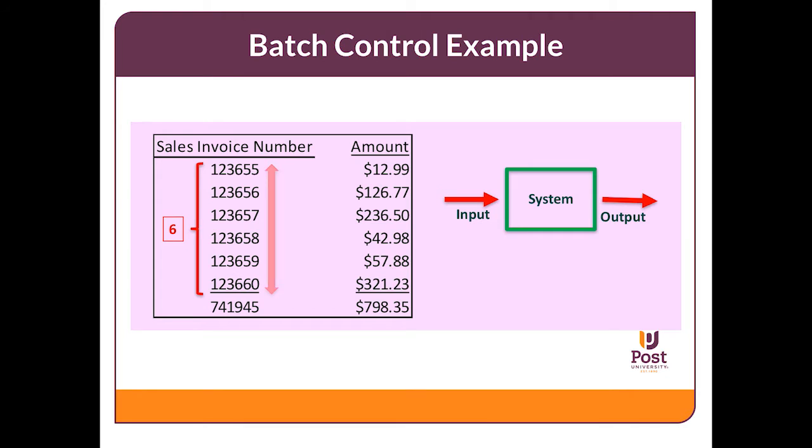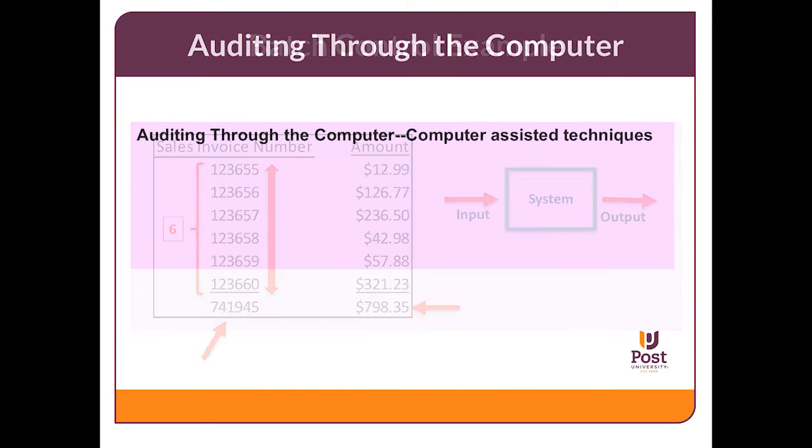The sequence count is the accounting for the sequence of the invoice numbers, 123655 through 123660. The control total is the total dollar amount of the invoices. The hash total is the total of adding up all the invoice numbers. This is a meaningless number, but could be used to ensure that all 6 invoices were processed.